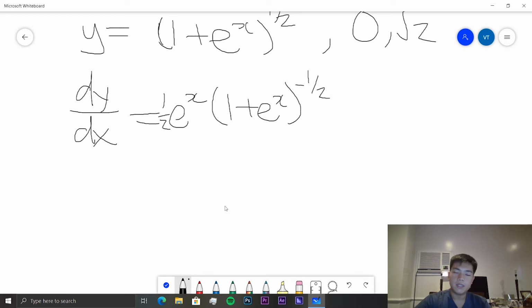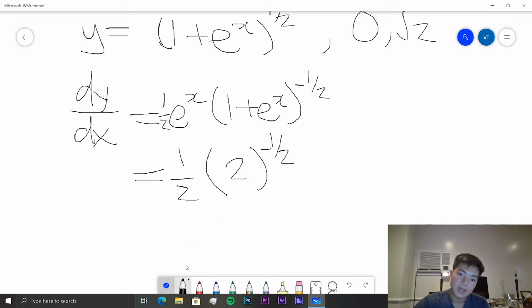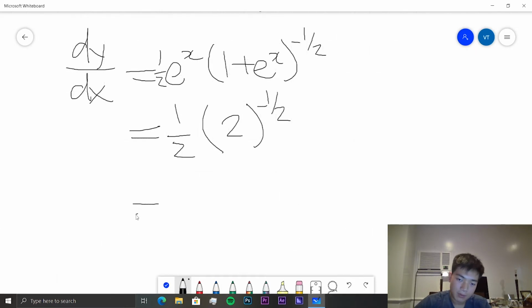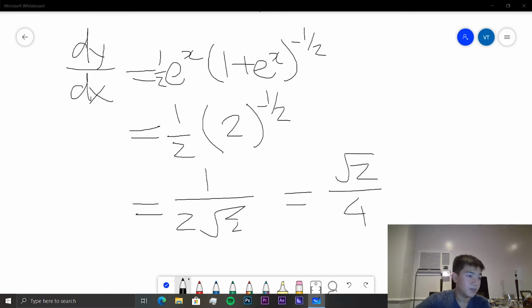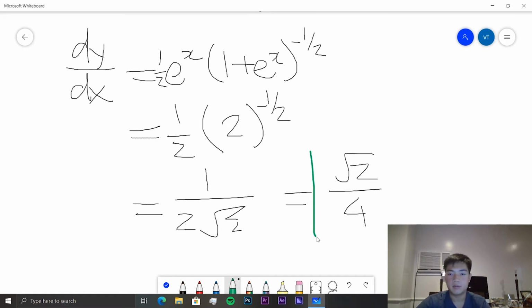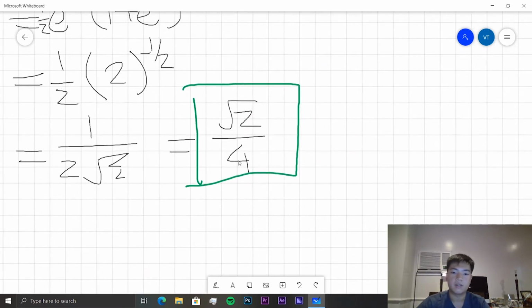So we need to substitute x equals 0. So we have 1/2 times e to the 0, which is 1, times 1 plus e to the 0, which is 2. So we have 1/2 times 2 to the negative 1/2. So that's equal to 1 over 2 root 2. I think that's it. It's equal to root 2 over 4. There's not much else we can do about it. Yeah, so it's equal to root 2 over 4.